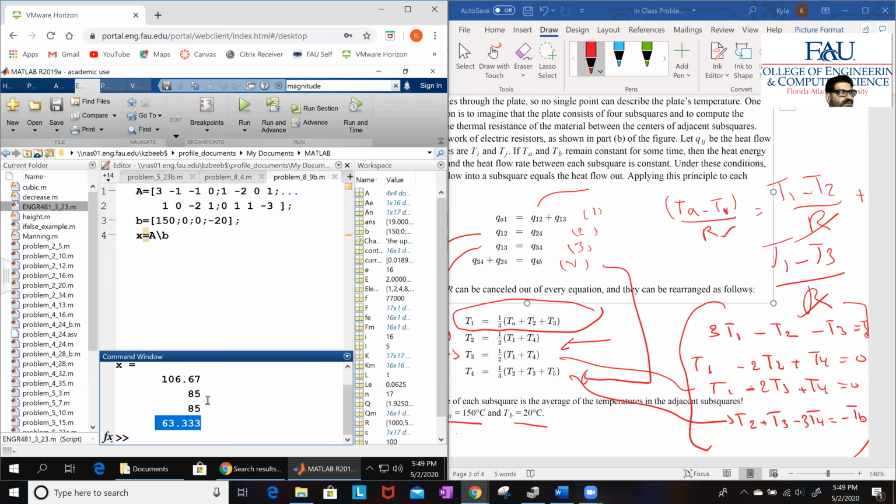Four equations, four unknowns, so we have a unique solution for this. So far we have done problems with unique solutions. Now we really want to do something a little bit more, where we have undetermined linear algebraic problems. So let's move to this problem.